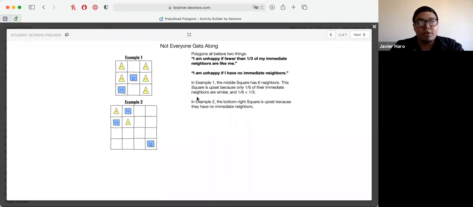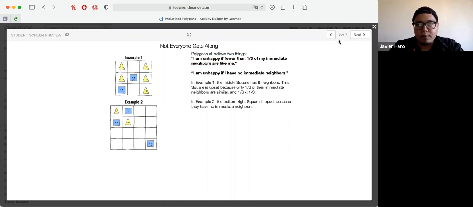Okay, so make sure that whenever we're putting the triangles and the squares, we want to have those two things happening. We want them to be happy about the number of neighbors they have that are like them, and we also want to have them happy by actually having neighbors. Okay, so those two things: they want neighbors and they want to have no fewer than 1/3 of their neighbors to be like them.